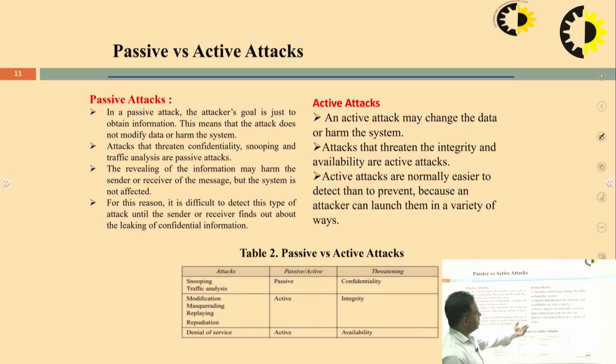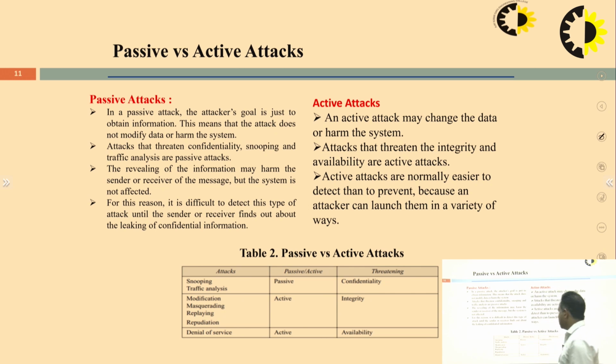But active attacks are normally easier to detect than to prevent, because an attacker can launch them in a variety of ways. For this reason, it is difficult to prevent them. And the fourth point: passive attacks are difficult to detect, until the sender or receiver finds out about the leaking of the confidentiality. That's why it is very tough to detect.